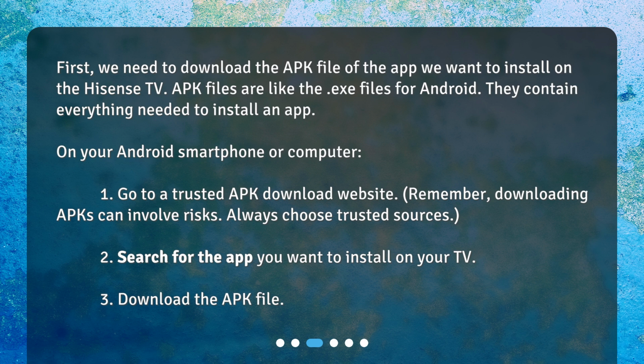On your Android smartphone or computer, 1. Go to a trusted APK download website. Remember, downloading APKs can involve risks. Always choose trusted sources. 2. Search for the app you want to install on your TV. 3. Download the APK file.